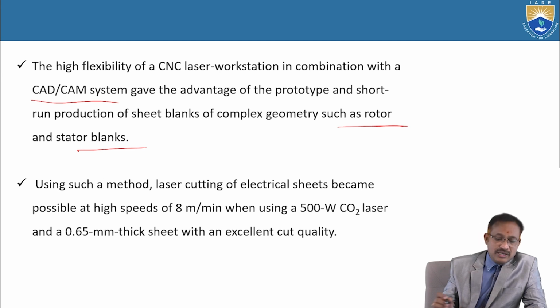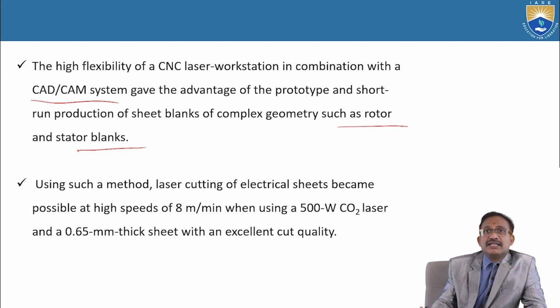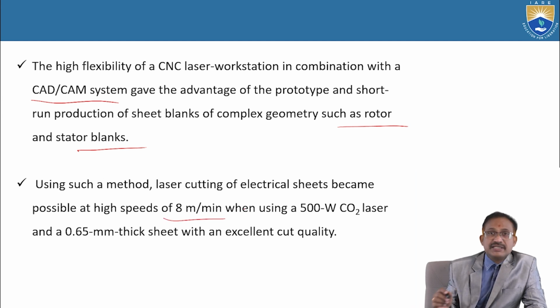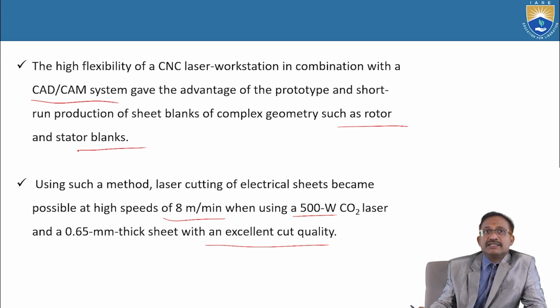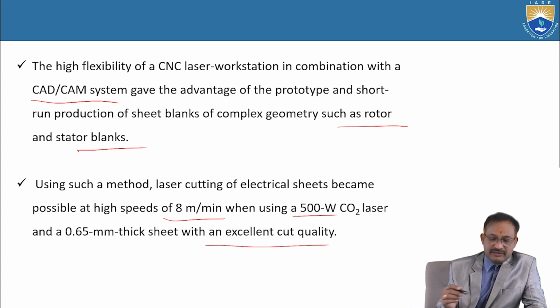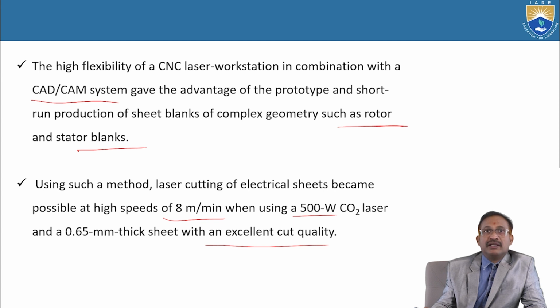Using such a method, laser cutting of electrical sheets became possible at high speeds of 8 meters per minute when using a 500 watts CO2 laser and 0.65 thick sheet with an excellent cut quality. So the importance of this information is how much power is best suited, at what rate or speed it can be operated, and to what thickness it is best suited. See here, 0.65 thickness sheets.